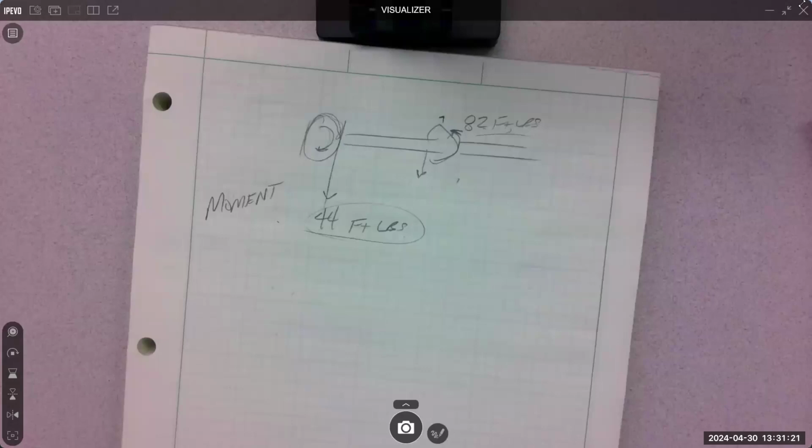I just ordered brackets for posts. I have some big posts I'm going to put in the concrete. And the bottom bracket that holds the big post, those brackets are called moment brackets.